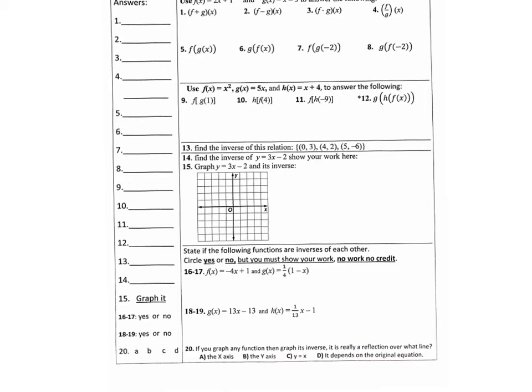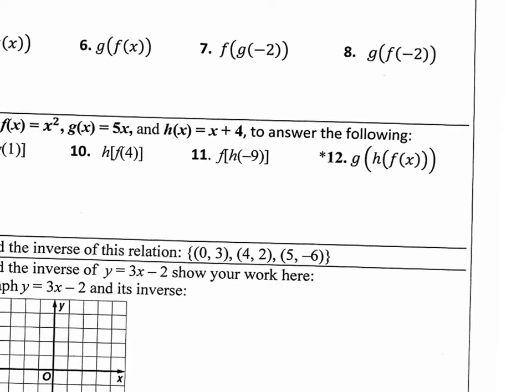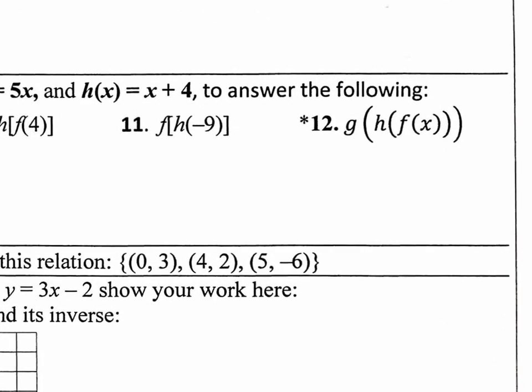Number 12. Let's take a look at number 12, because what's the difference between 11 and 12? Well, 12 has a little star next to it. In 11, you're plugging a number into your h function, and you get a number as an answer, and then you plug that number into the f function and get a number as an answer. But right here, it doesn't have a number to plug in. So you really have f of x that you're going to plug into the h of x, simplify it, and then plug it into the g of x.